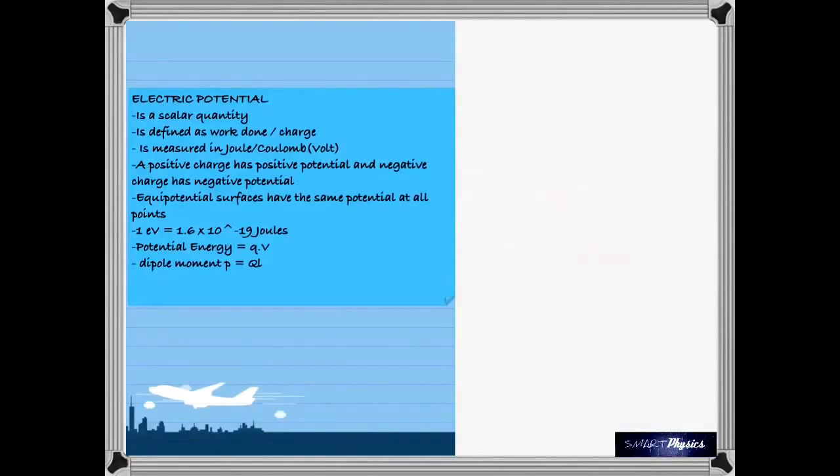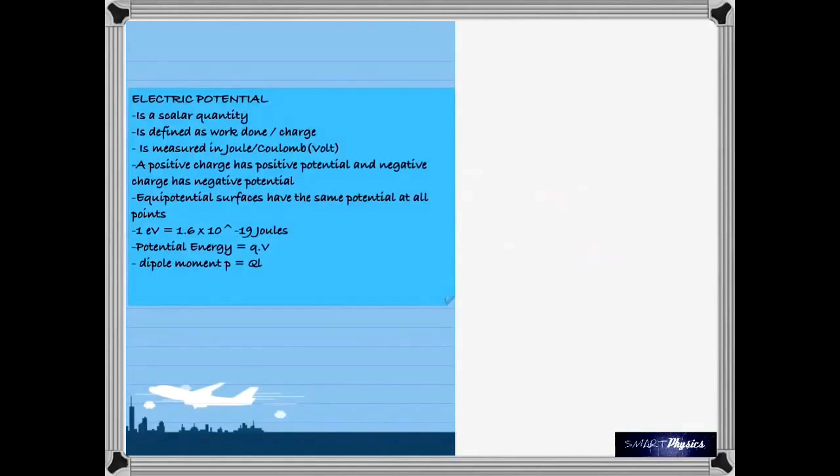Now, what are equipotential surfaces? They are surfaces that have the same potential at all points, and therefore, to move any charge from one point on such a surface to another point involves no work.